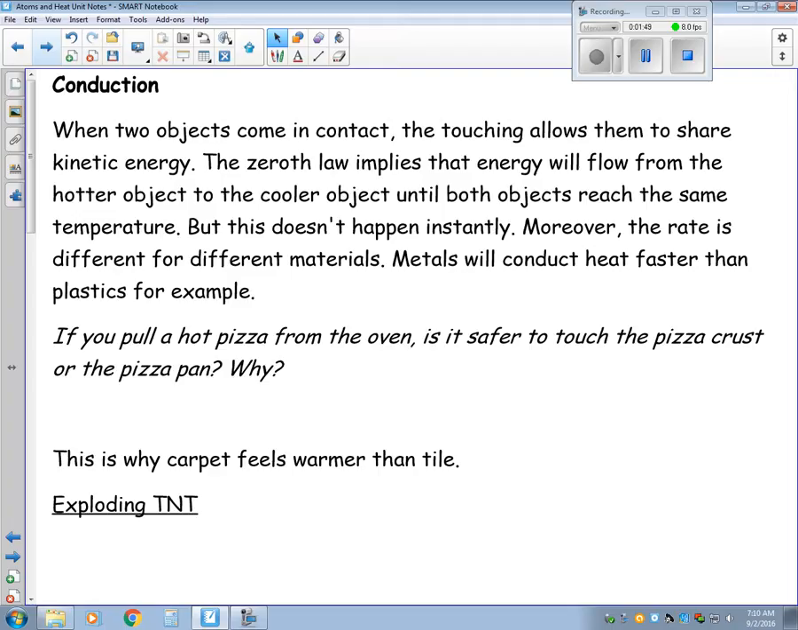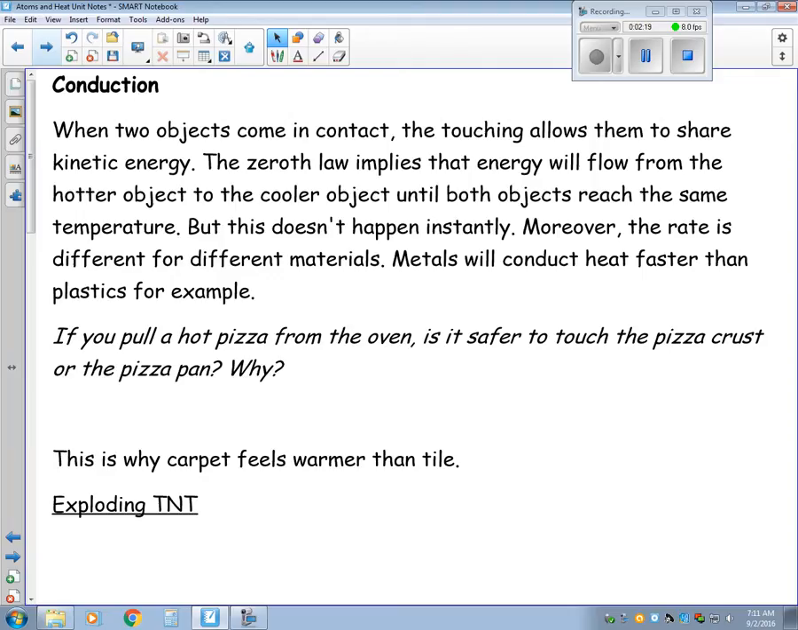So if you pull a hot pizza from an oven, which is safer to touch, the pizza crust or the pizza pan? If you think about it, both the pan and the crust have the same temperature. They were both just in the same oven. But we all know that you can touch the pizza crust for a little longer than you can touch the metal. The reason why is because metal is a better conductor of heat than the crust is.